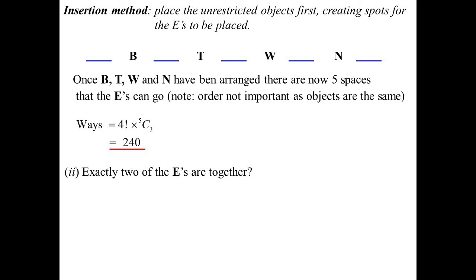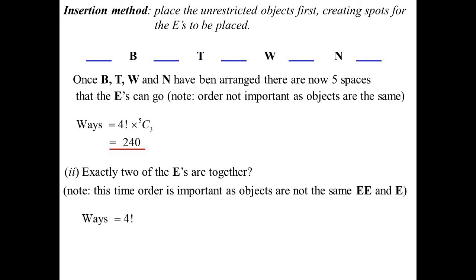Okay. Well, again, I'll start with the B, T, W, and N, 4 factorial ways. Exactly 2 of them are together. So now it's like I'm placing 2 objects, a double E and a single E. So they're 2 different things. But I've still only got 5 spaces that I can use. 5P2 this time, because the order's important now. Because if I place the EE in the first space and then the E in the second space, that would be different to if I place the E in the first place and the EE in the second place. So it'll be times 5P2. And that comes up to be 480.